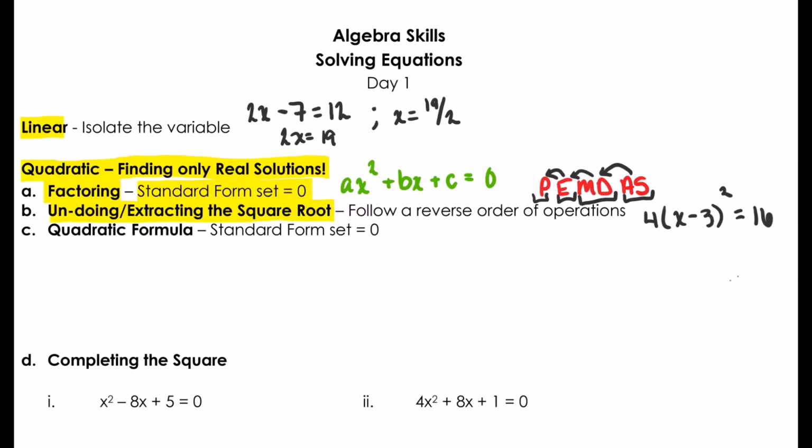So there's no adding or subtracting step. Next, we would do the multiplying and dividing. So I would divide each side by the 4. So then I'd get x minus 3 quantity squared equals 4. To undo the square, square root both sides. And then I would get x minus 3 is equal to positive or negative 2, and then I would solve each. And then I would get 5 or 1 for my 2 solutions.